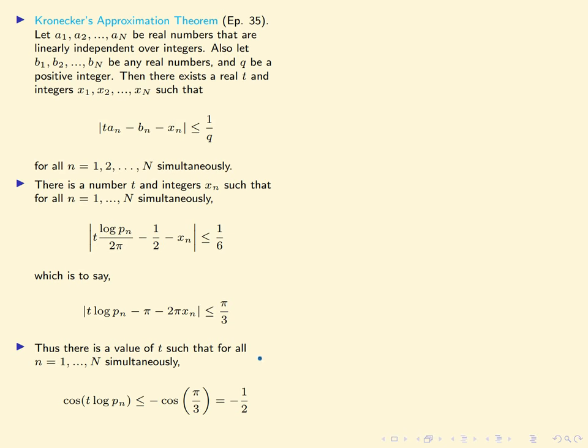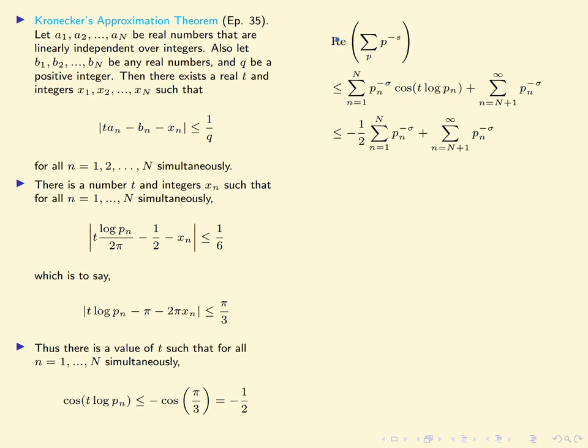Okay, and then the point of all this is that now I can say that there must be a value of t such that for all of the little n equals 1 through big N simultaneously, the cosine of t log p sub n is less than or equal to negative the cosine of pi over 3, and this is going to be equal to negative 1/2. So therefore I can get a bunch of these cosines to all be negative at the same time. And you'll see why we want this.